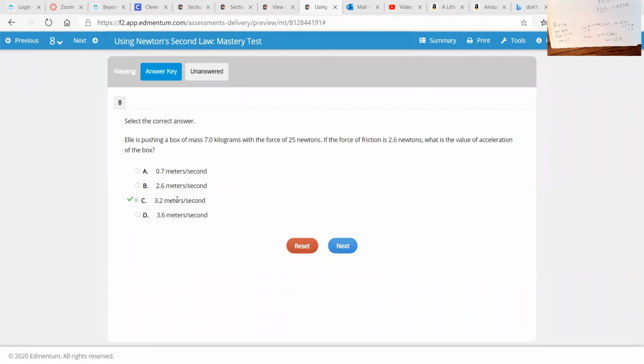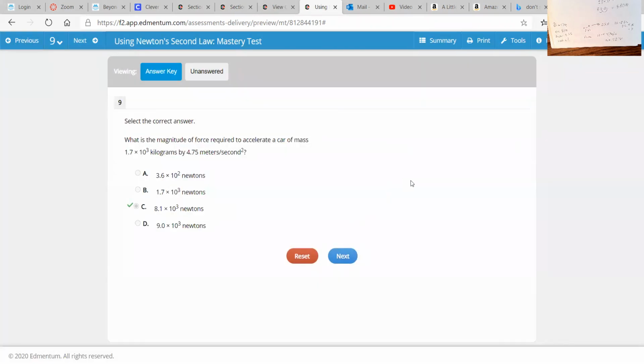These answers should be meters per second squared, but that is a typo. So the units are incorrect, but the answer is still 3.2. So watch out for that.